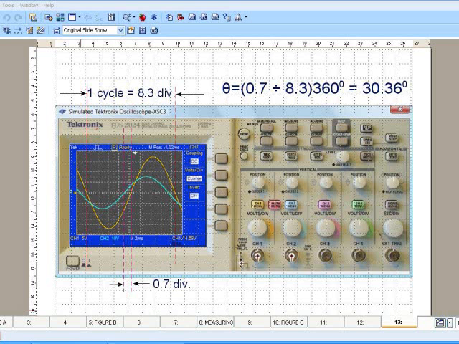Okay, so here we're getting down to our actual measurements. We start by determining the number of divisions for one cycle, which in this case is 8.3 divisions. The phase angle theta, which is the phase shift, is the difference between the zero crossings, or the same points on both waveforms. So be sure that you have both waveforms zeroed at the same reference line. So we have a difference of 0.7 divisions divided by 8.3 divisions times 360.